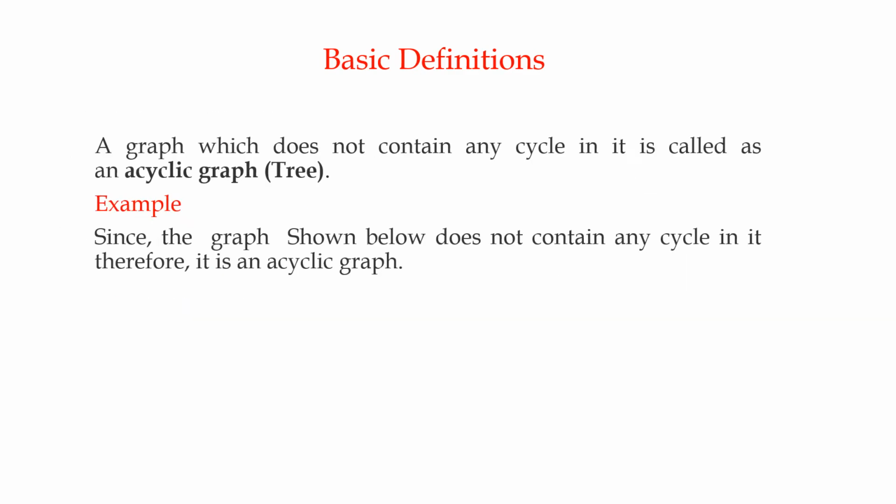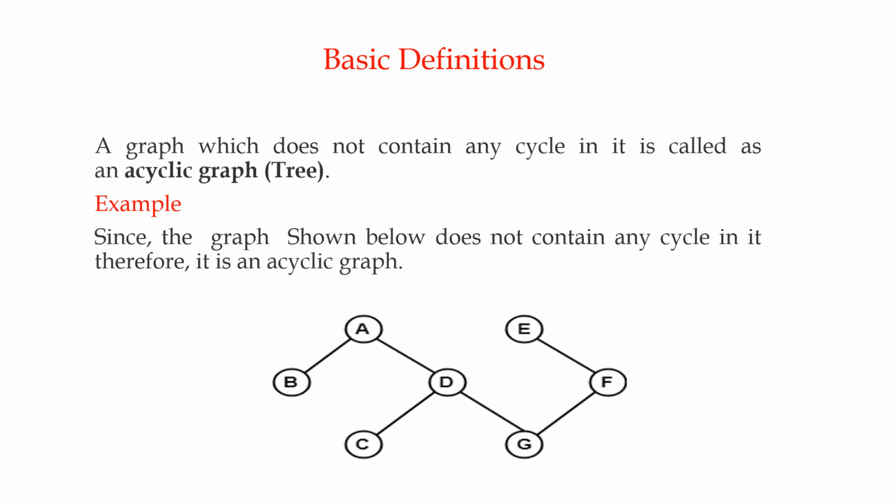Next one is a tree. A graph which does not contain any cycle in it is called an acyclic graph. The diagrammatic representation of a tree is shown here.